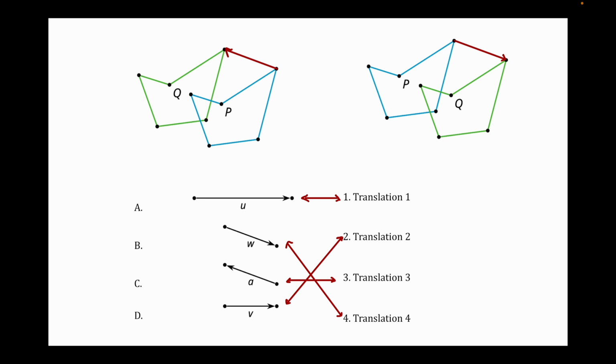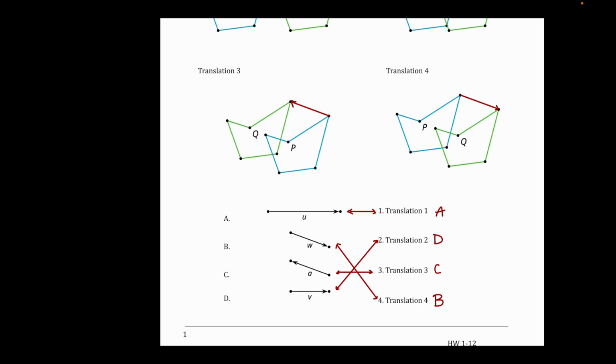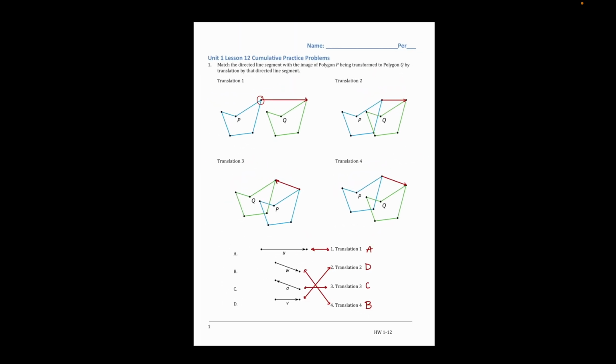Sometimes I also like to just label these with letters on the side. So translation 1 is choice A. This one was choice D. Translation 3 was C. And then this is B. Just in case my little arrows are a little confusing, pointing between the choices and the answers. So that's our first question.